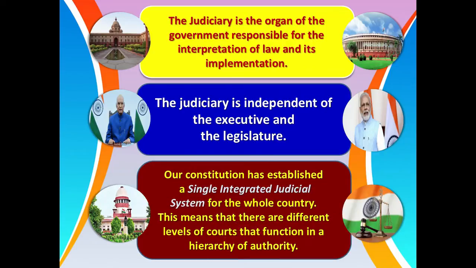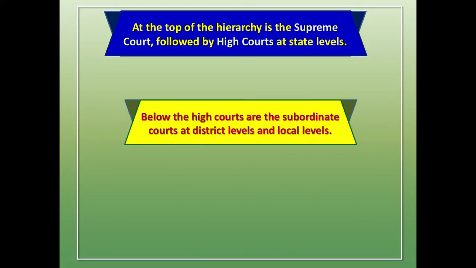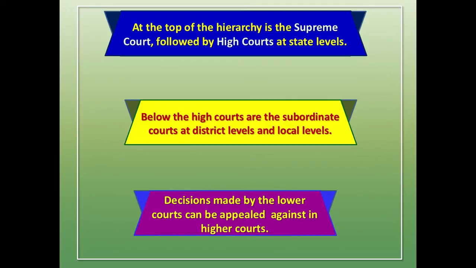Our constitution has established a single integrated judicial system for the whole country. This means that there are different levels of courts that function in a hierarchy of authority. At the top of the hierarchy is the Supreme Court, followed by the high courts at state levels. Below the high courts are the subordinate courts at district levels and the local levels. Decisions made by the lower courts can be appealed against in the higher courts.